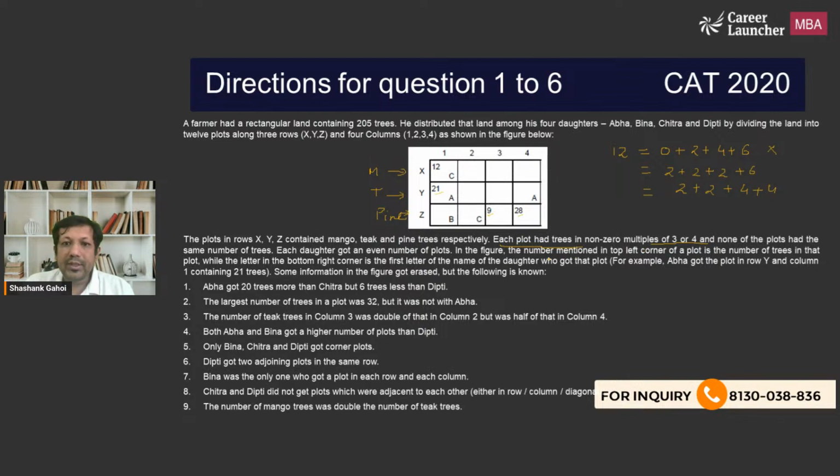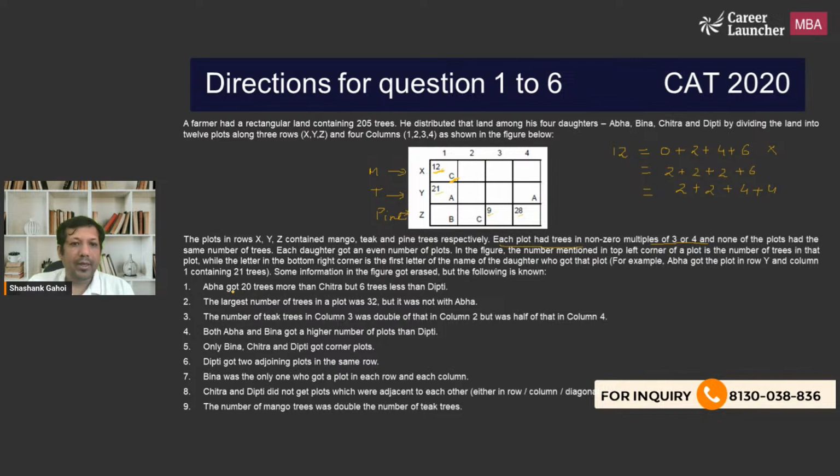The number mentioned on the top left corner is the number of trees in that plot, and the bottom corner is to whom it is assigned. So basically, this X1 has 12 trees and it is allotted to C. That's what the question is saying. Fair enough. Some information is given, it is erased, it is also known as this. We'll come to that later on.